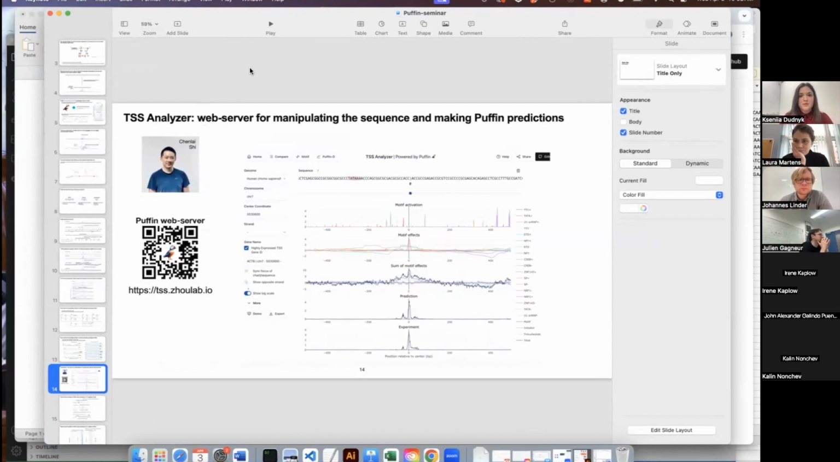Next, I want to talk about additional experimental validation of Puffin that we have, and then how we used Puffin to answer or study some fundamental questions of transcription initiation. But do you have any questions about the Puffin model? Maybe I can answer them now.